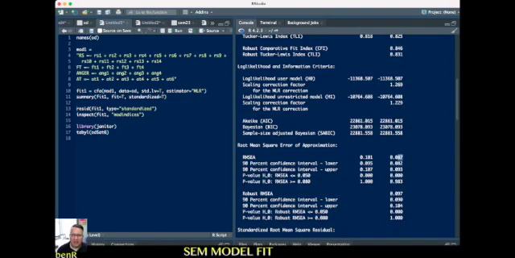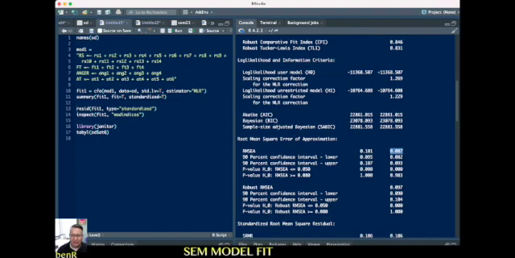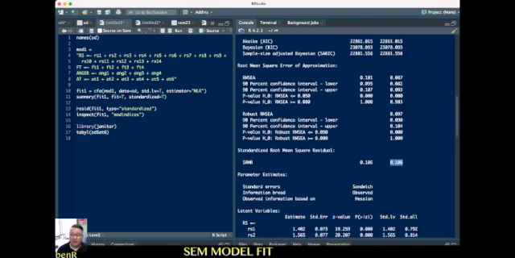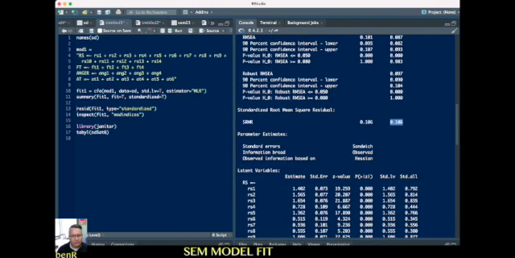The RMSEA is 0.087, and the SRMR is 0.106. So this model fit is clearly inadequate. It clearly suggests that there are problems with our measurement model.